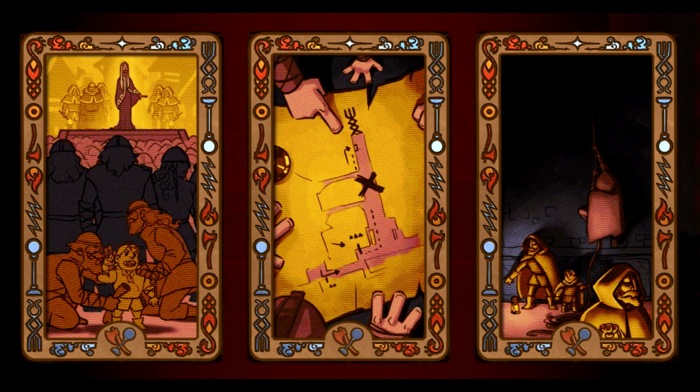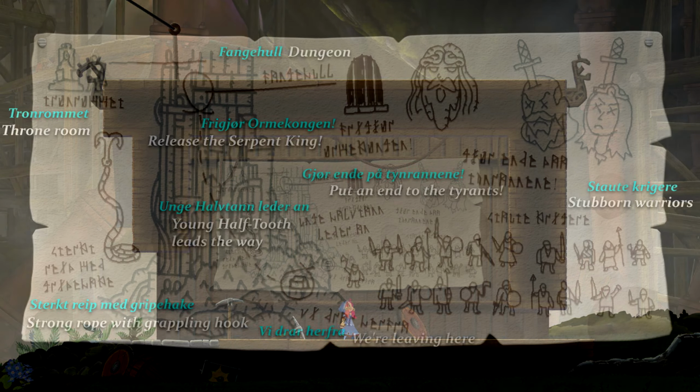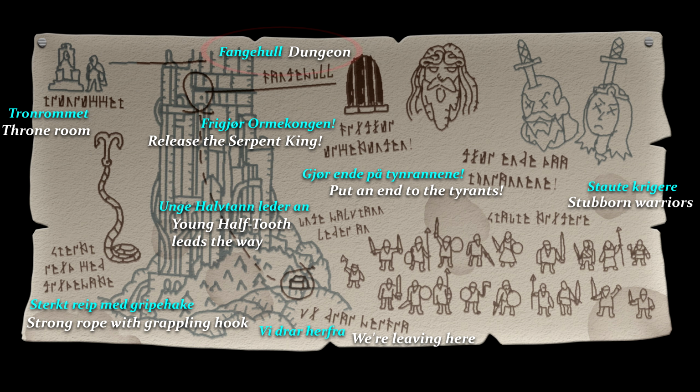The Vikings also began conspiring to perform a jailbreak. In a remote cabin at the base of the Tesla Tower, they sketched their plans. Dungeon, throne room, release the Serpent King, put an end to the tyrants, stubborn warriors, young Half-Tooth leads the way, strong rope with grappling hook, we're leaving here.